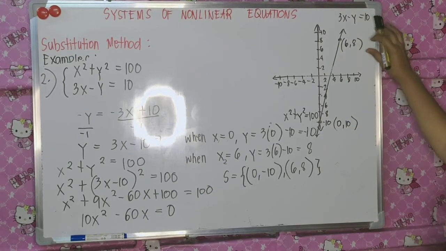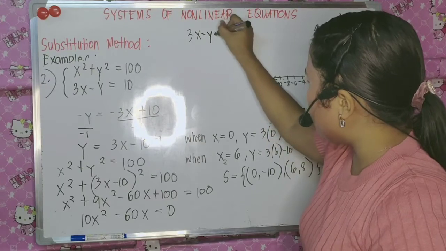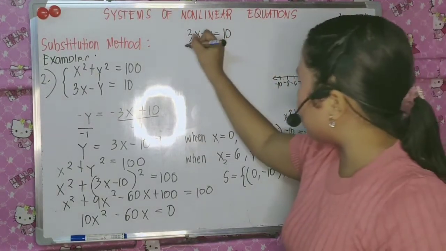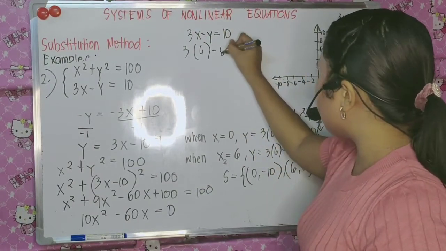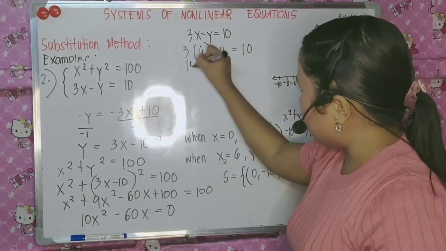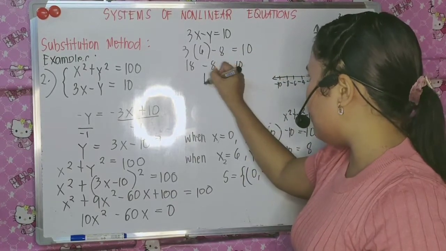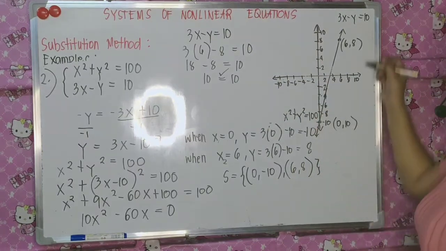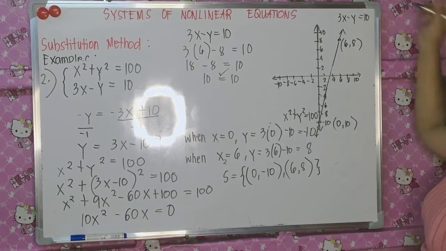So, now, i-check ulit natin siya. So, 3x minus y equals 10. Gamitin po natin itong (6, 8). Okay? So, copy 3x minus y equals 10. So, yung x natin is 6, then yung y natin is 8 equals 10. So, 3 times 6, we have 18 minus 8 equals 10. So, 18 minus 8, we have 10 equals 10. So, meaning, nag-check siya, nag-equal. So, ito po yung graph dito ng 3x minus y equals 10.